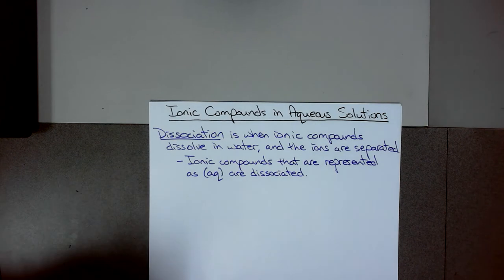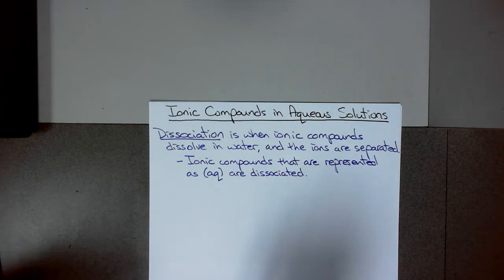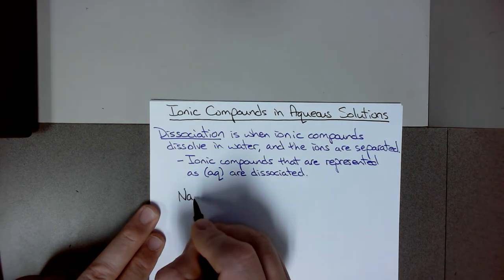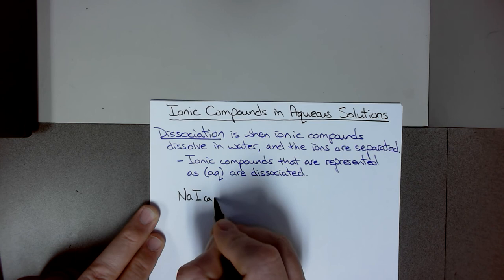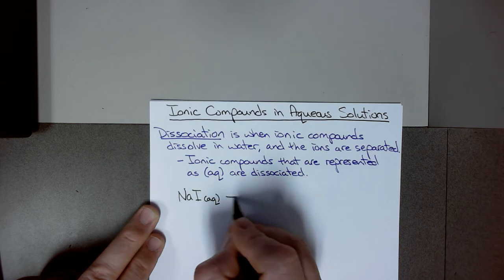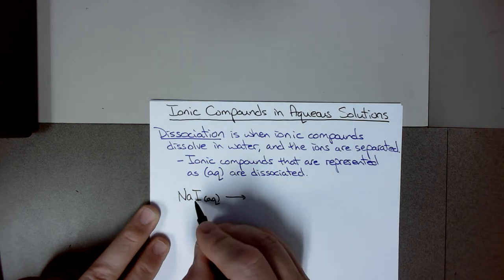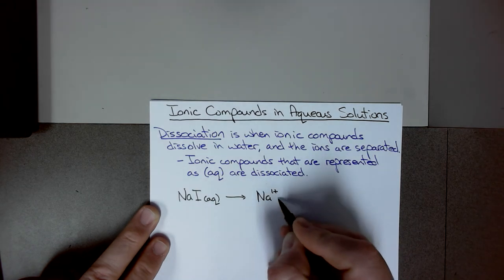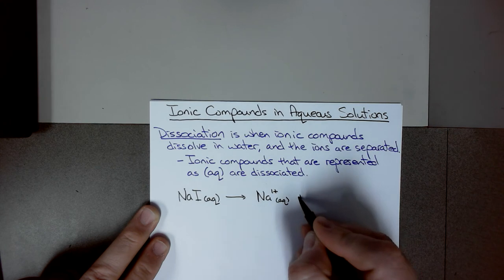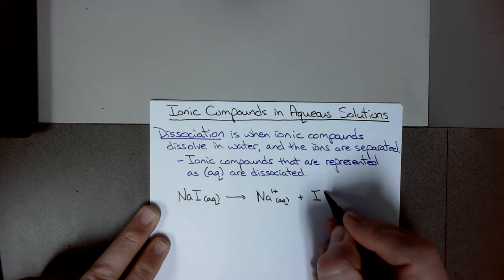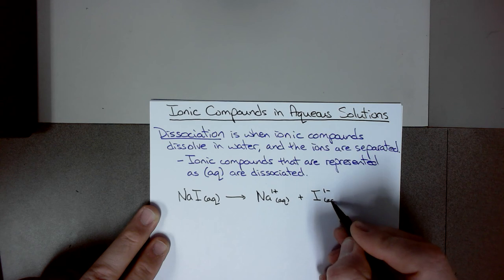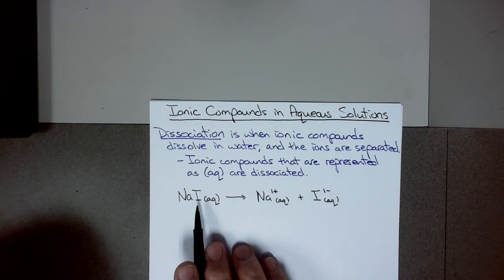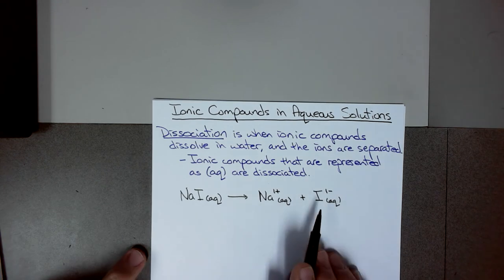And what do I mean by dissociated? So let's take sodium iodide. And if I have sodium iodide and I say that ionic compound is aqueous, then these ions are dissociated from each other or separated. So we have a sodium 1 plus, that's aqueous, and an iodide 1 minus, that is aqueous in solution. So these are dissociated ions. So whenever we see an ionic compound as aqueous, we dissociate them.